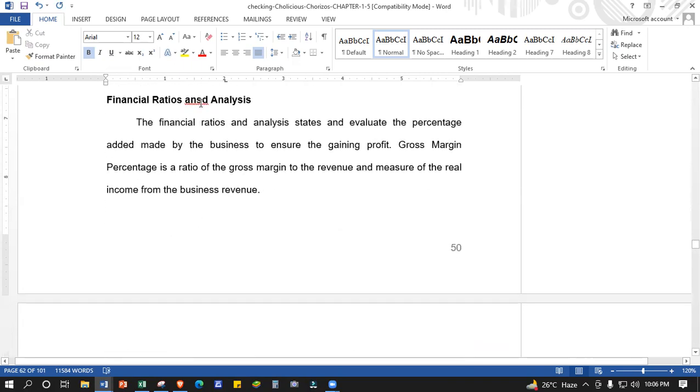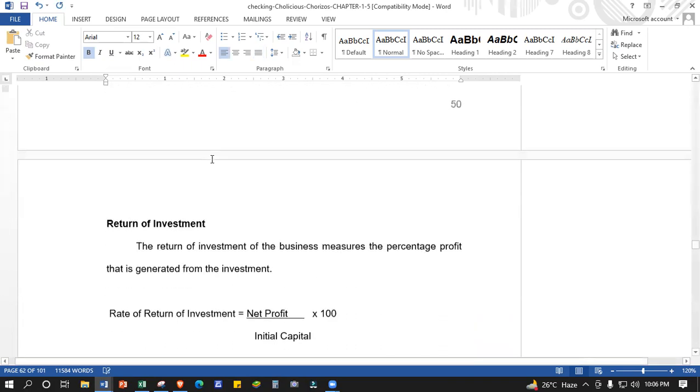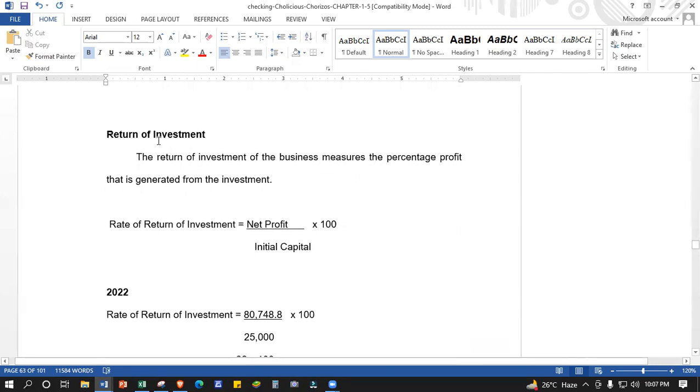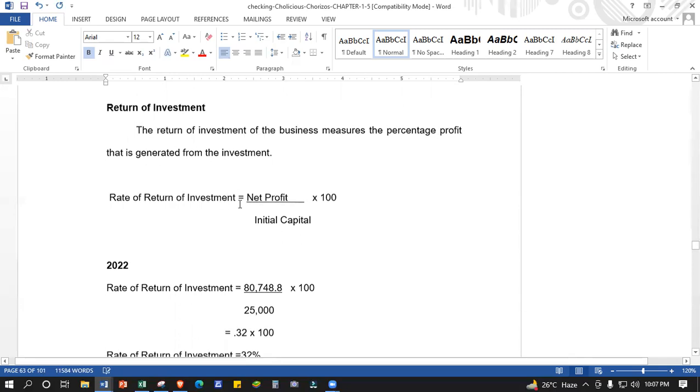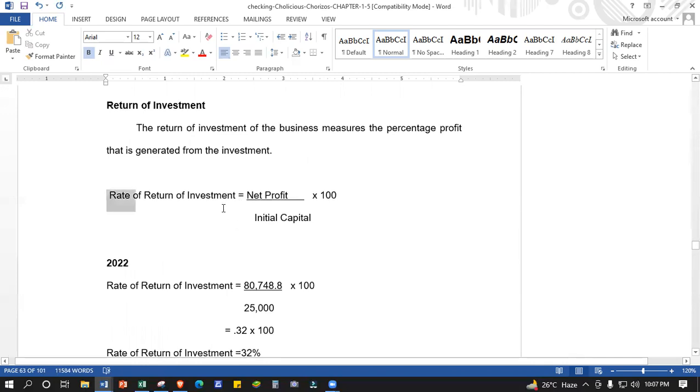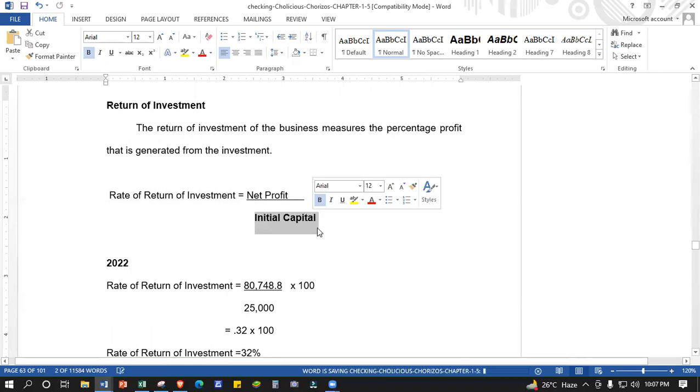Let's move on to the financial ratios and analysis. First is the return on investment. The return on investment of the business measures the percentage profit that is generated from the investment. It is specifically stated here that the formula is net profit divided by initial capital. I would like to highlight the words initial capital because throughout your entire computation, you should be using the initial capital and not the equity amount.